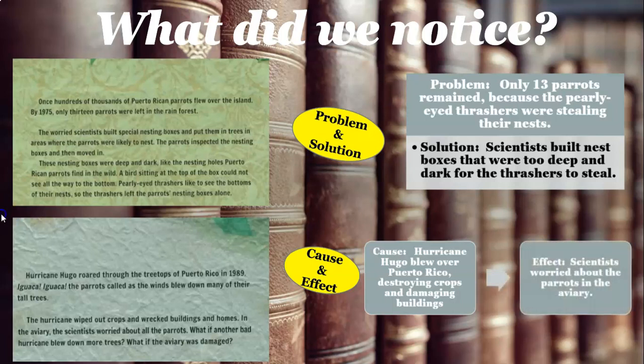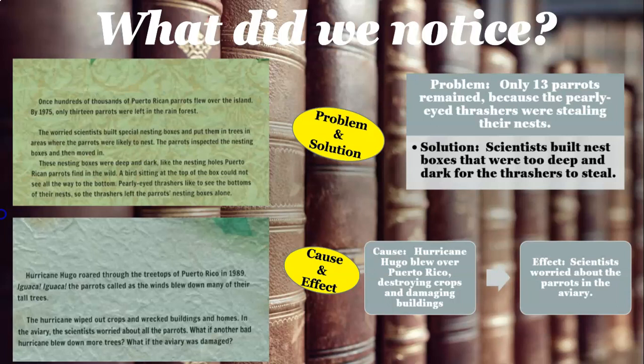The scientists worried about parrots in the aviary. That just seems natural. If you got a big old thunderstorm or a tornado happening here in Copperas Cove, even though I hope that never happens, you immediately start to worry about people outside of your house, and what effect that's having on them. So that makes sense to me.